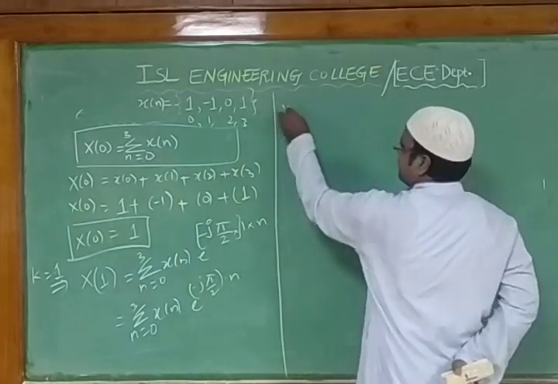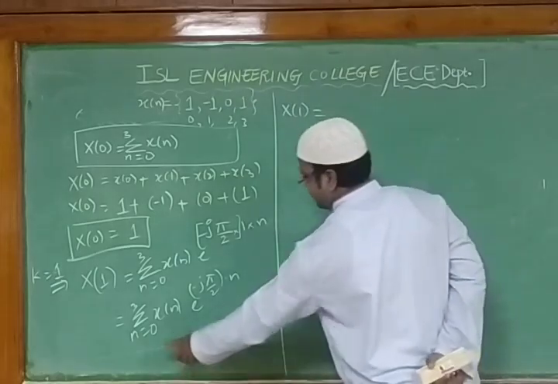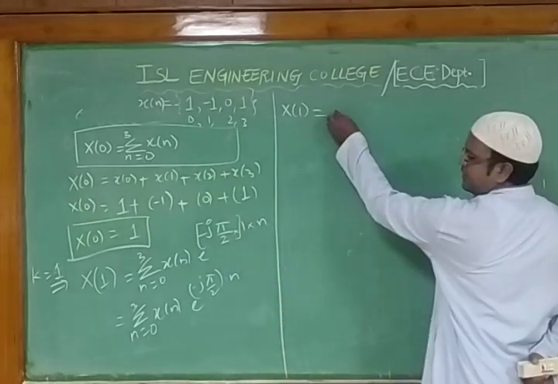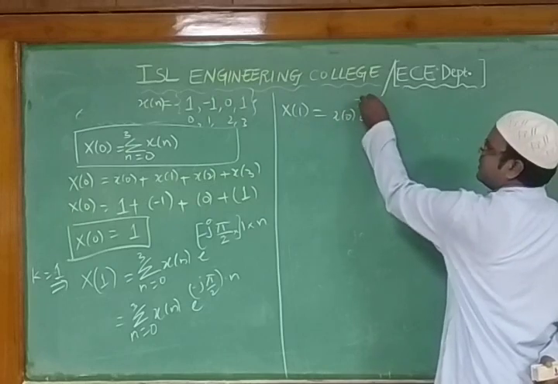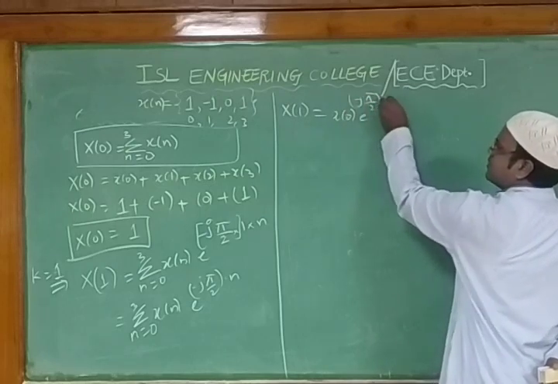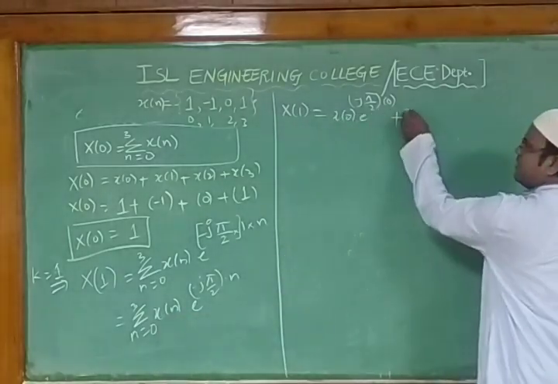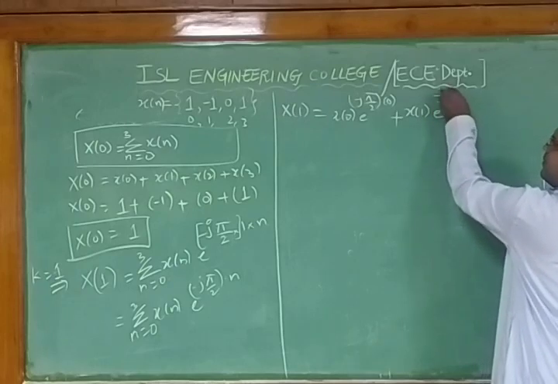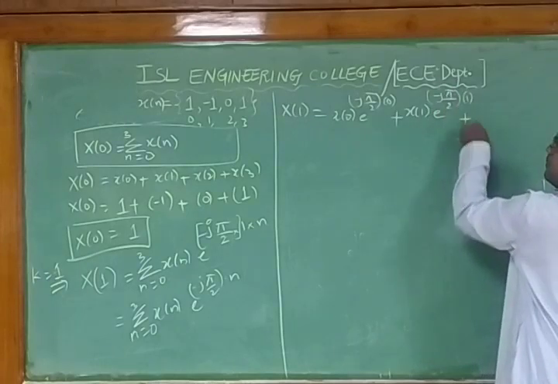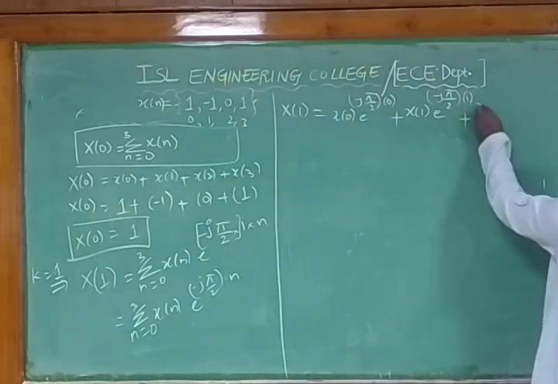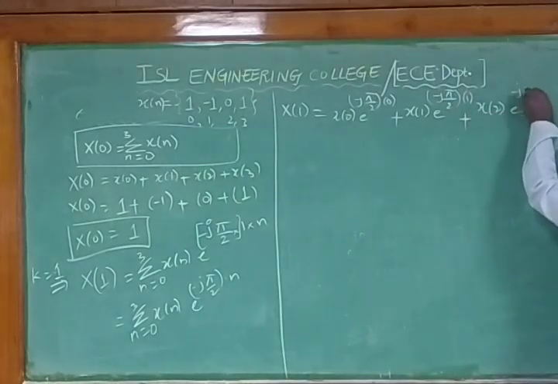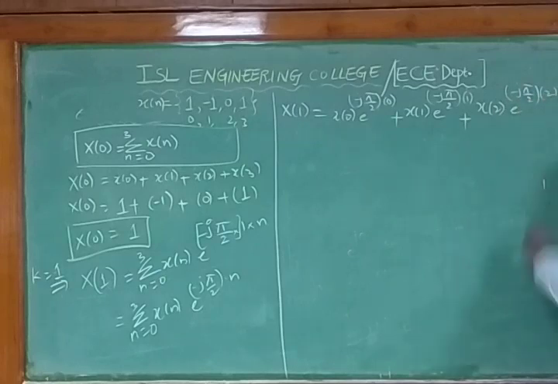I'll take first x of 1 is equals to the first value, put 0 on both sides. So we'll get x of 0 e power minus j pi by 2 into 0, plus next number. I'll put next n is equals to 1 in this, x of 1 e power minus j pi by 2 into 1, plus next number x of 2, e power minus j pi by 2 into 2. Next I'll put x of 3, e power minus j pi by 2 into 3. So I put all the values.